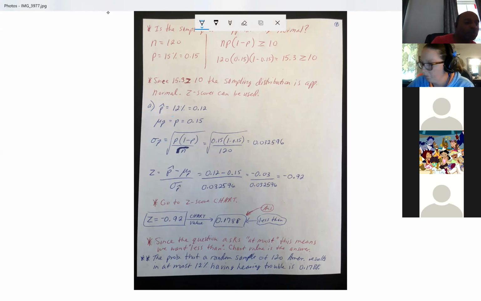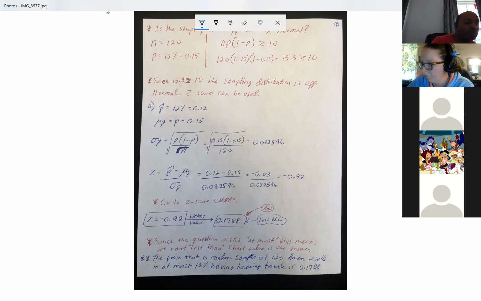All right, so going to the chart, that gives us 0.1788. And once again, remember, whatever we get from the chart is always going to represent what's less than the value in question. In the red, it's helping us to get there. It says, since the question asks at most, this means we want less than. So the chart value is going to be the answer.